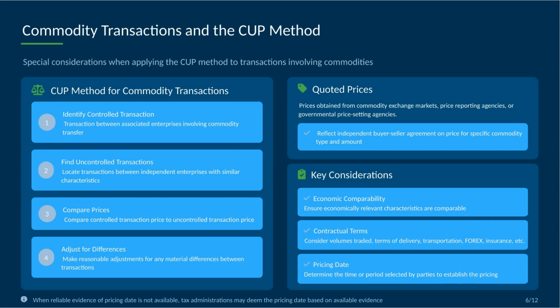In commodity transactions, the CUP method requires adjustments for material differences. Quoted prices from exchanges or agencies reflect independent agreements. Key considerations include economic comparability, contractual terms like delivery and insurance, and the pricing date. Identify controlled transactions, find similar uncontrolled ones, and compare prices. If pricing date evidence is lacking, tax administrations may determine it based on available data and may choose other methods.